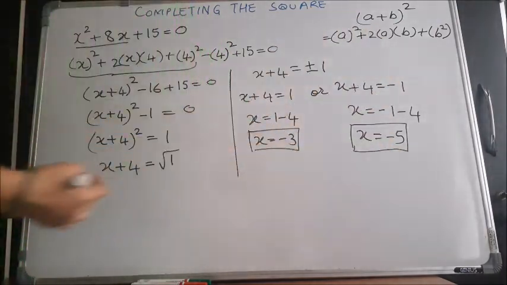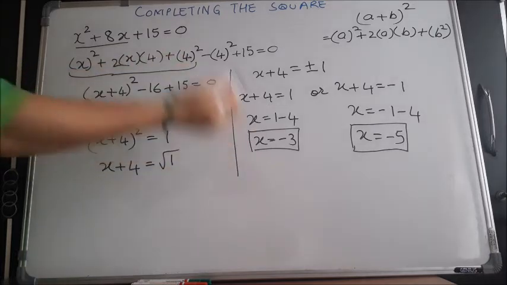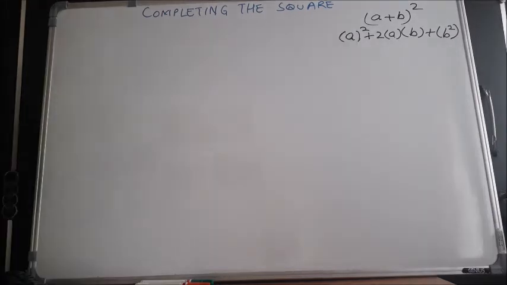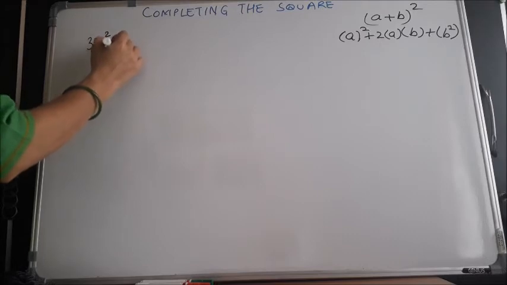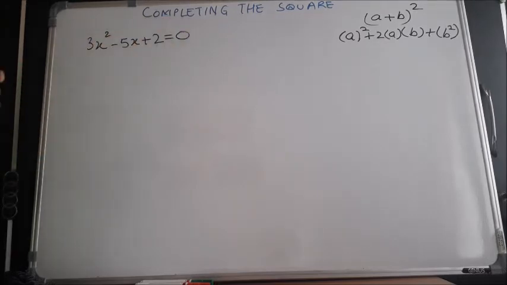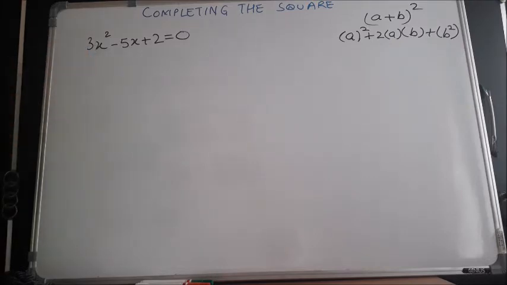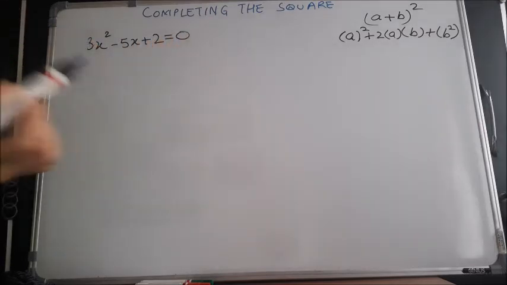So this is how you are going to solve this quadratic equation using completing the squares. We will do one more example here. Suppose we have to factorize 3x squared minus 5x plus 2 equal to 0. Now the first thing, when you have to use completing the square, the first term should be a perfect square. Whereas here it is 3x squared, not a perfect square. So we need to multiply this 3 by another 3 to get a 9. So we will multiply the whole equation by a 3.